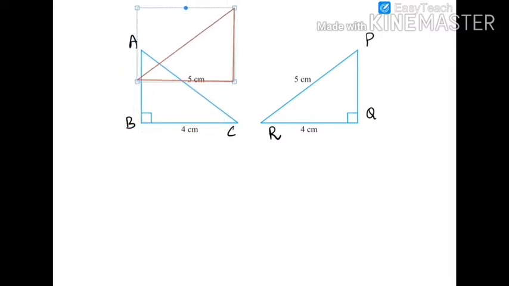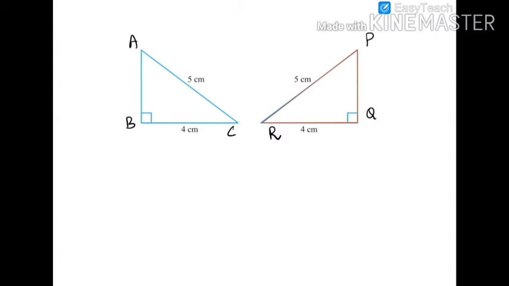So this shows that all three angles of triangle ABC are equal to the corresponding angles of triangle PQR, and all three sides of triangle ABC are equal to the corresponding sides of triangle PQR. So we can say that these two triangles are congruent. But what was the minimum information given to us to construct these triangles? We were given the hypotenuse, one side, and a right angle.